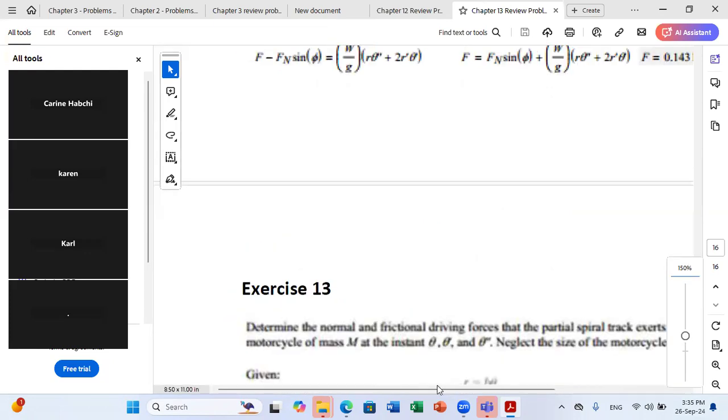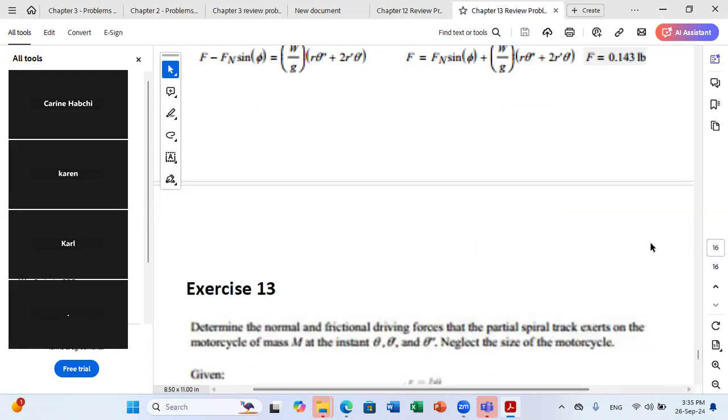Okay. So determine the normal and frictional driving forces that the partial spiral track exerts on the motor of mass m at the instant theta, as a function of theta prime and theta second. Neglect the size of the motor. Okay.